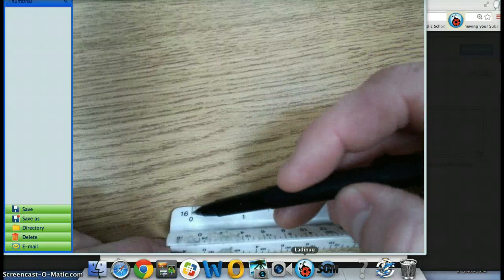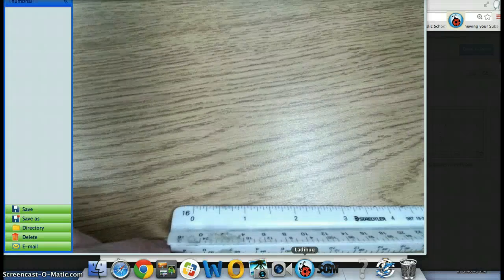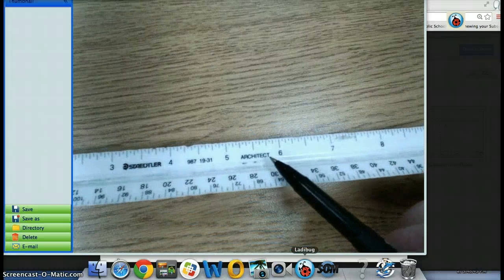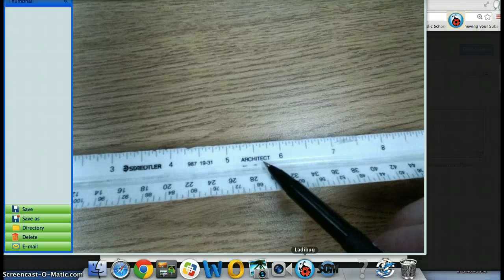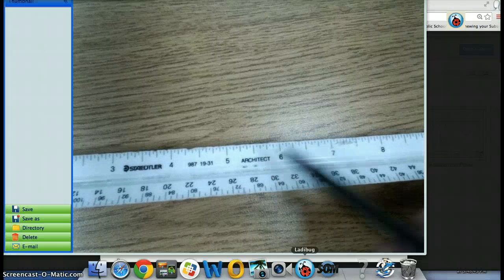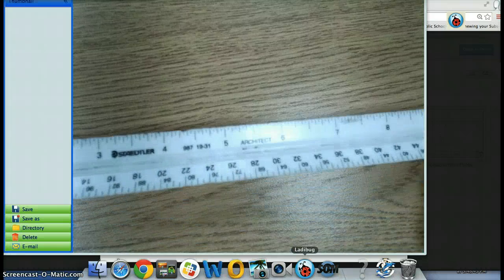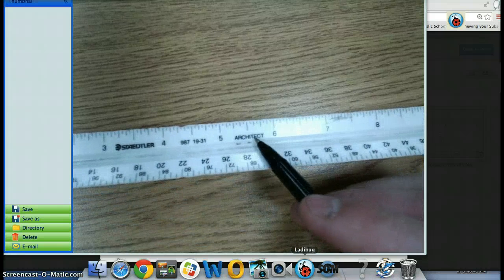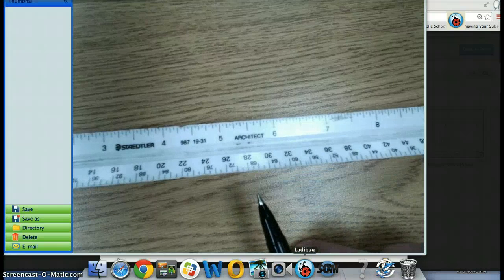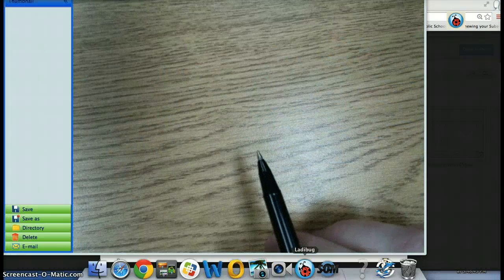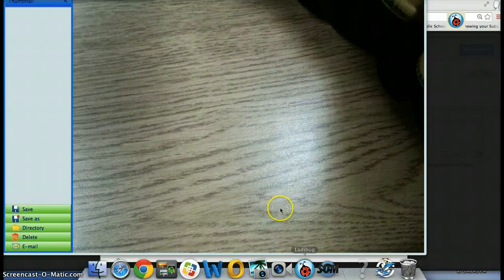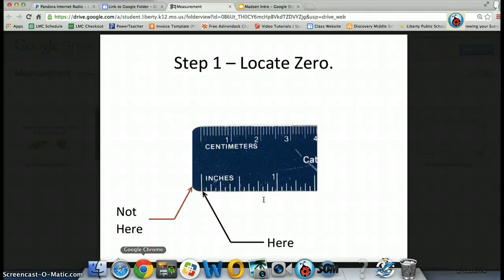And on that one, I can see that my 0 is pushed in a little bit. It's not the edge of the ruler. There's a few of these floating around that say engineer. That is metric and that will not work. So if you have one of these 6-sided rulers, make sure you have one that at least says architect on it or it won't work. Okay. So step one, like I said, is just identifying your ruler and where 0 is.